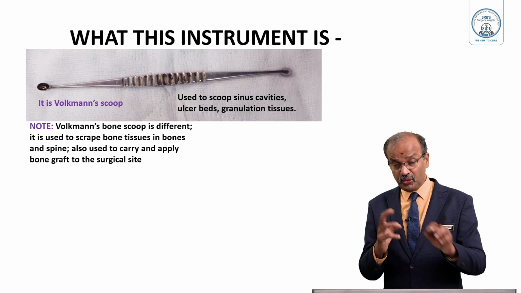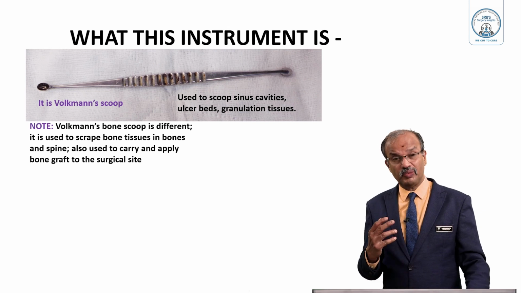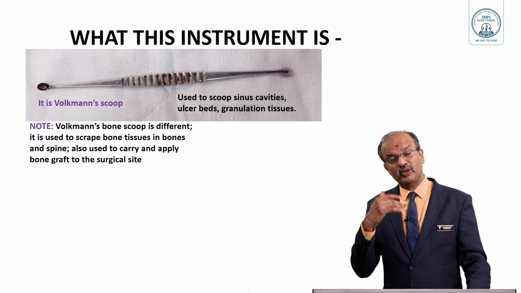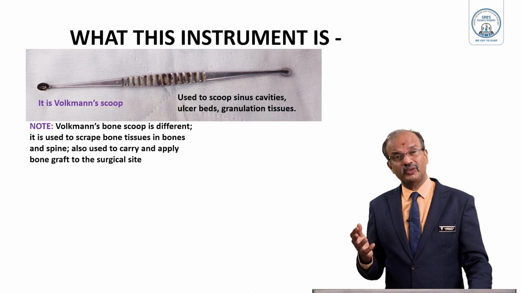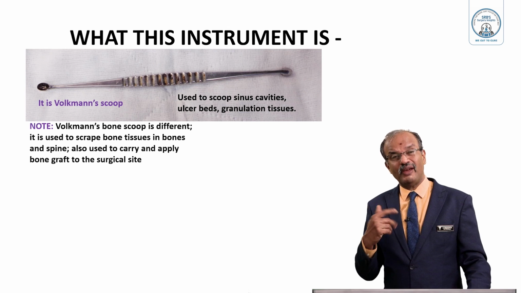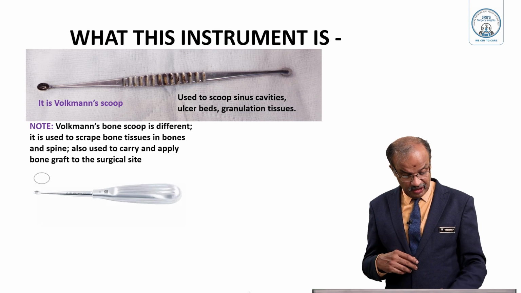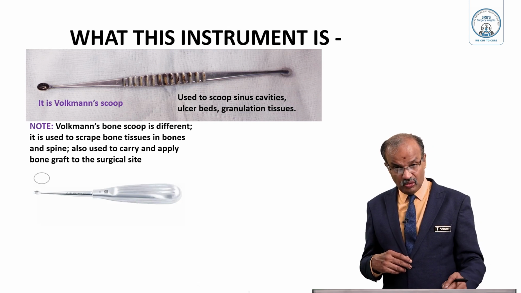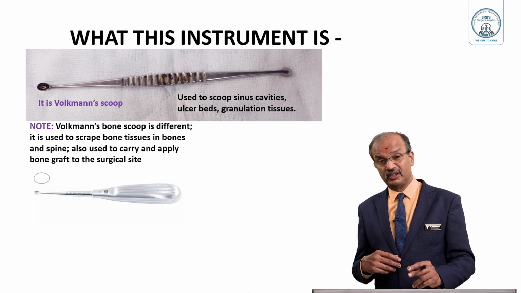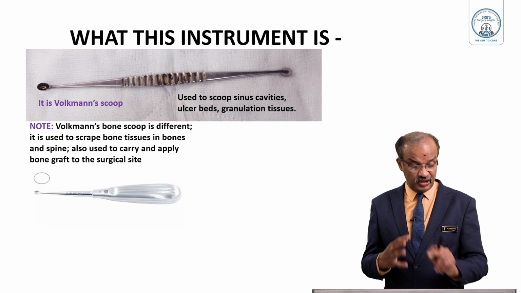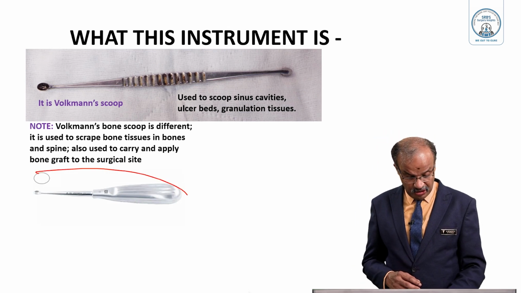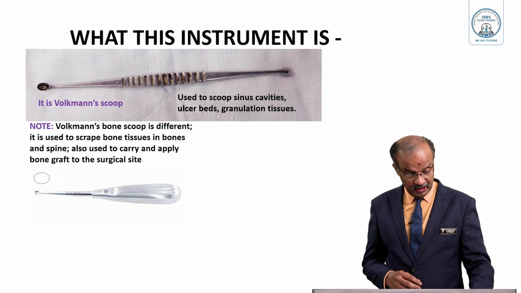And Volkmann's bone scoop is different, which is mainly used by the orthopedic surgeon while doing bone graft and also to scoop the bone cavities, different places. So this is the difference between the Volkmann's bone scoop and the Volkmann's surgical general scoop, which is used in general surgery as such. So I just wanted to put this one as a different meaning, how exactly it is.